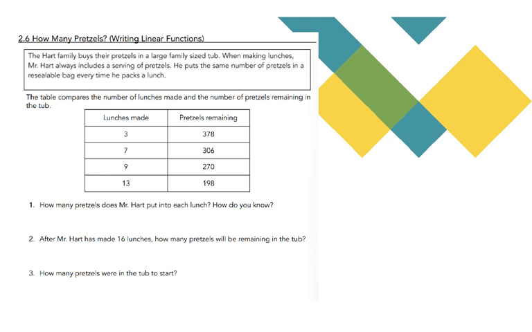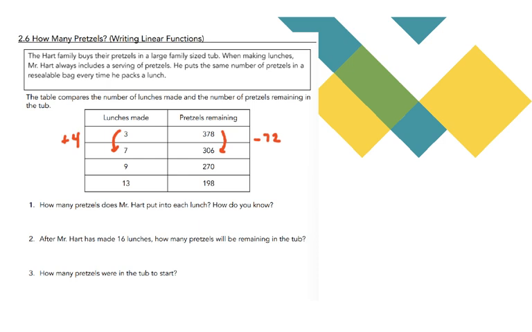Okay, so here we are. We have the situation with the number of lunches being made and how many pretzels that is taking. So here's what we need to be thinking about. When we're going from the number of lunches made, for example, from 3 to 7 lunches, that's an increase of 4, right? So what's happening with the pretzels remaining? Well, I'm going from 378 to 306, so my pretzels are going down by 72.